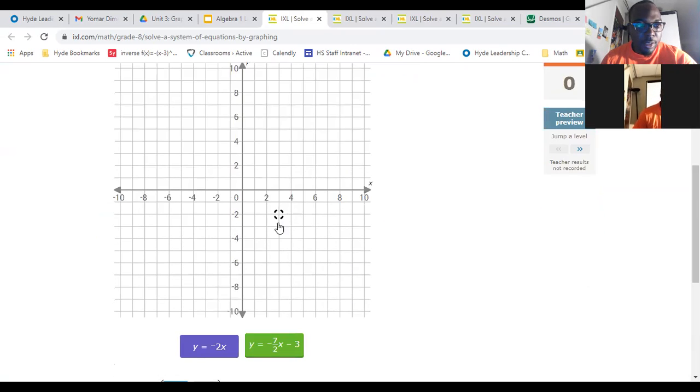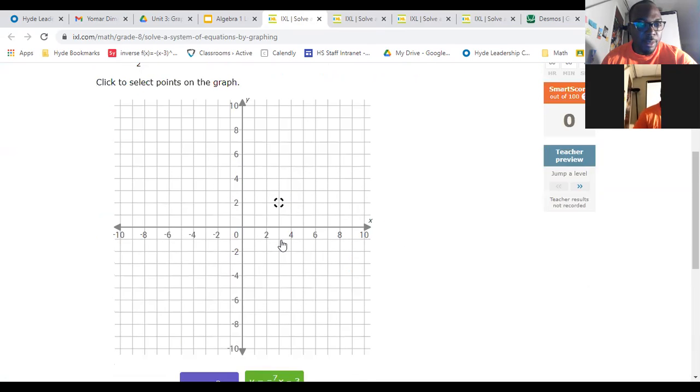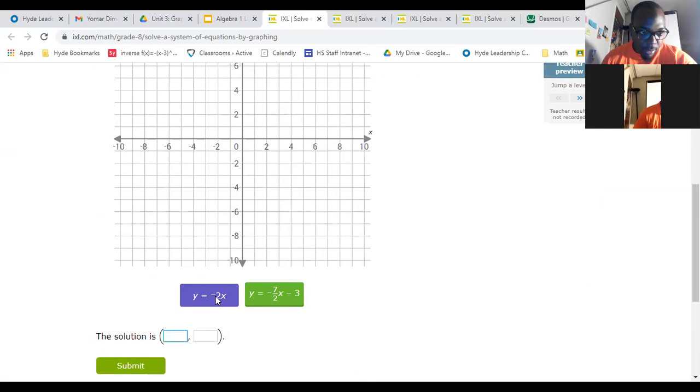All right, so the first thing that I'm gonna do is I'm gonna graph the first one, which is y equals negative 2x. So here you see that there's no y-intercept because it's 0. So I'm gonna put 0. I'm gonna click here, first one, and I'm gonna click 0. All right, so then it says negative 2, so that means I'm gonna go down 2 and I'm gonna go over 1. That's all I gotta do.